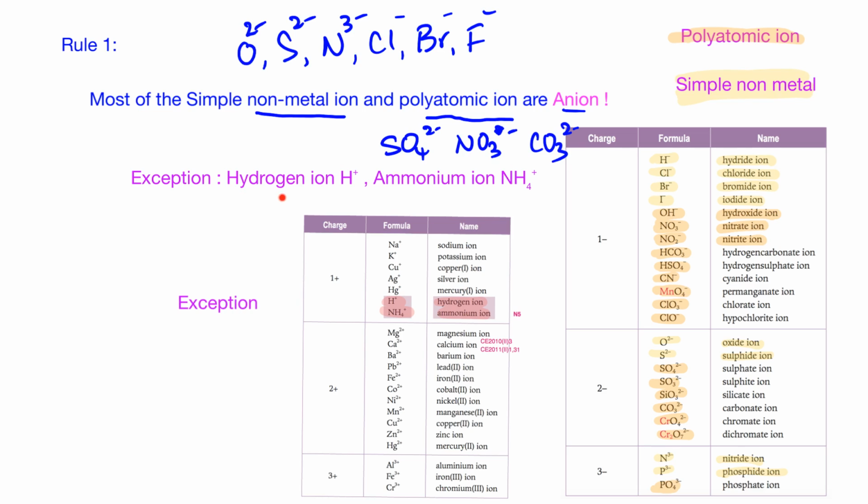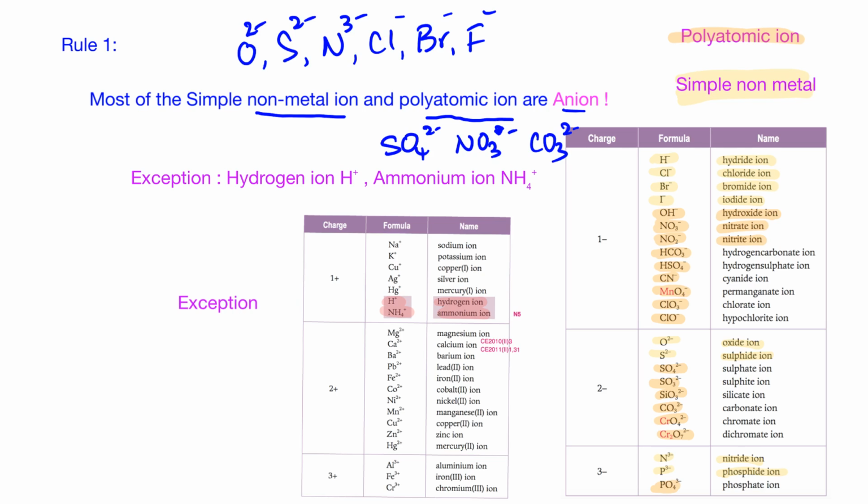The exception will be the hydrogen ion. That is a non-metal, but it can be H plus. Hydrogen is different: you have H plus and you also have H minus, so it depends on which one you're talking about. So the hydrogen ion, that is positive.